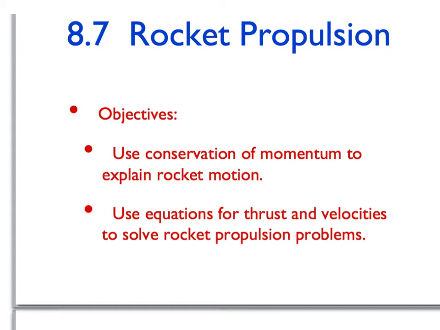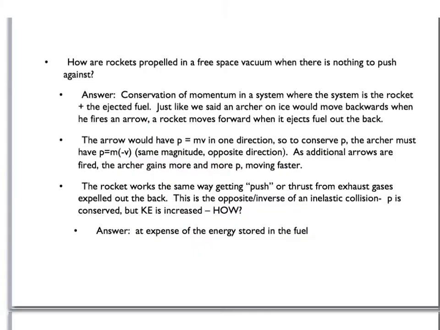Section 8.7 is really an application where we take our understanding of momentum and center of mass and apply it to rocket propulsion. Our objectives here are to use conservation of momentum to explain rocket motion and use these equations for thrust and velocities to solve some problems.